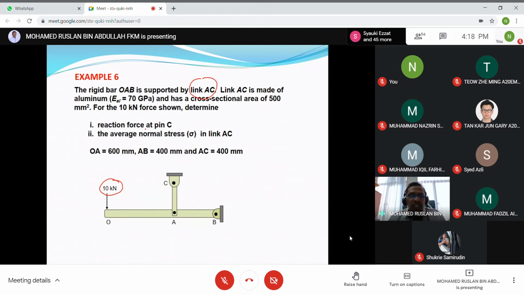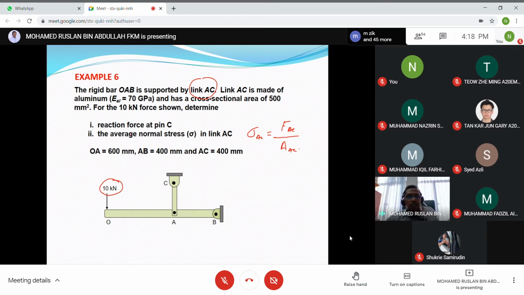So first, determine the reaction force at pin C. What is the force at pin C? And then the stress sigma in the link AC. So this is sigma AC, which equals FAC divided by the area of AC. So this is the average normal stress.